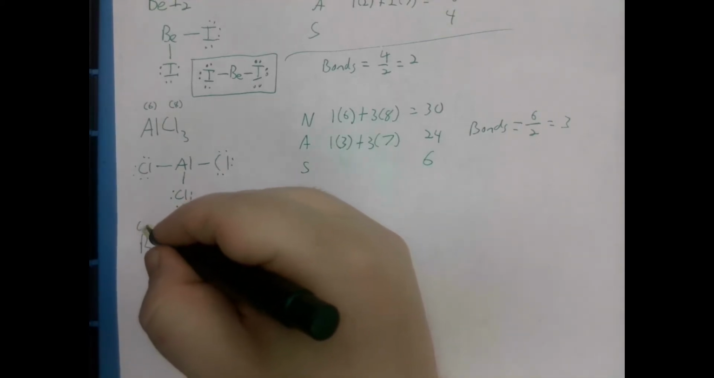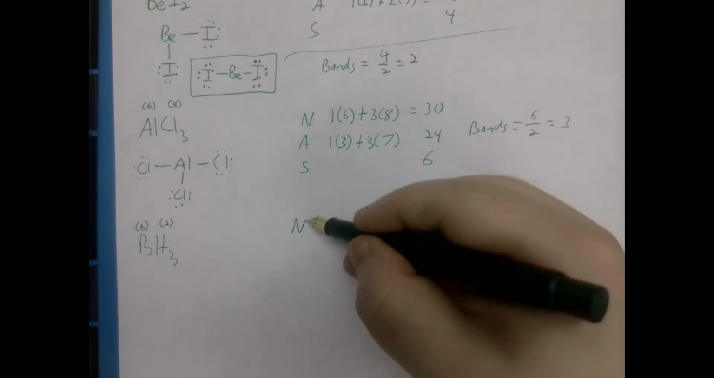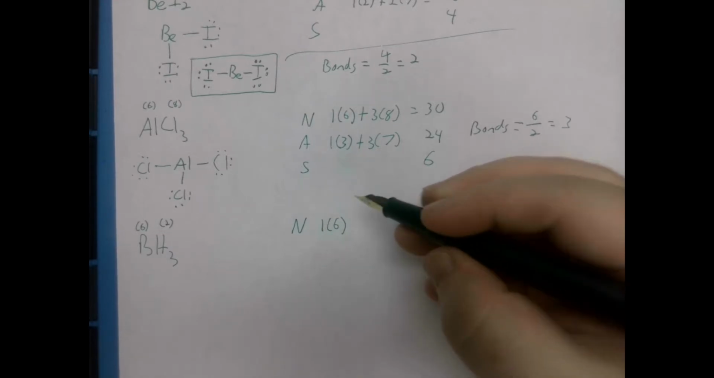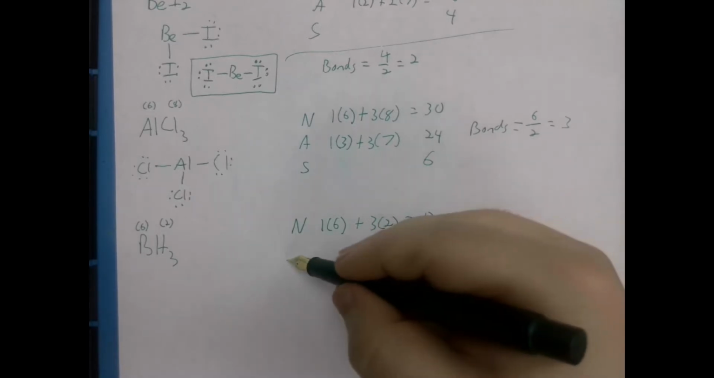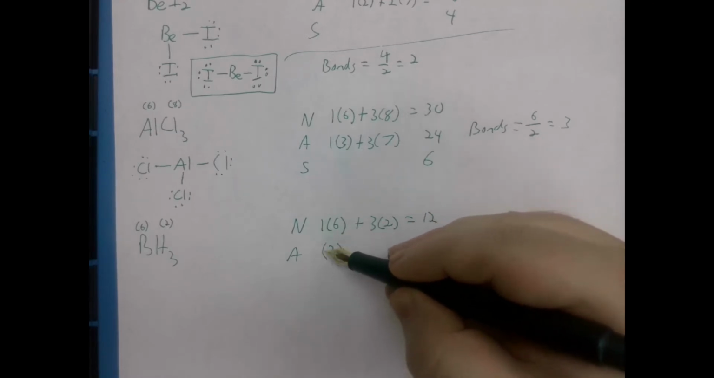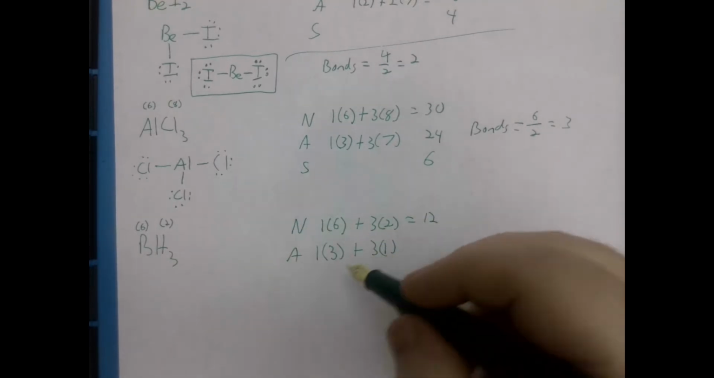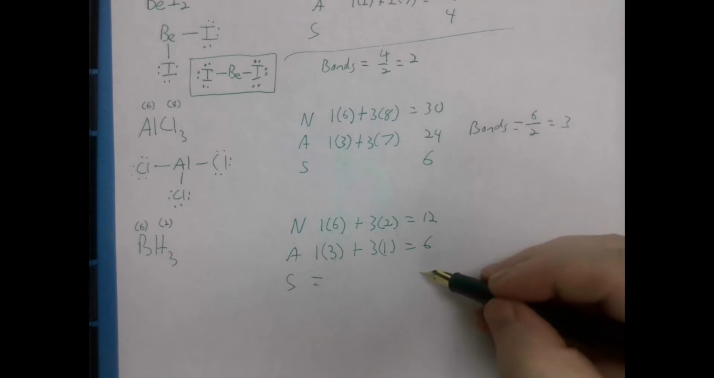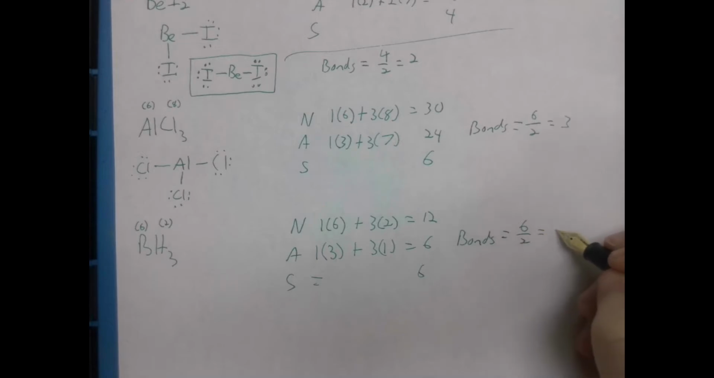Boron is another exception, it only needs 6. Hydrogen is an exception, it only needs 2. So the total needed is going to be 1 boron, which needs 6, plus 3 hydrogen that need 2. So that'd be 6 plus 6, which is equal to 12. The amount available currently, well, boron has 3 valence. There's 1 of them. Hydrogen only has 1 valence, and there's 3 of them. So that'd be 3 plus 3, which is 6. And so the shared is going to be 12 minus 6, or 6. And thus we can figure out the total number of bonds is 6 divided by 2, which is 3.